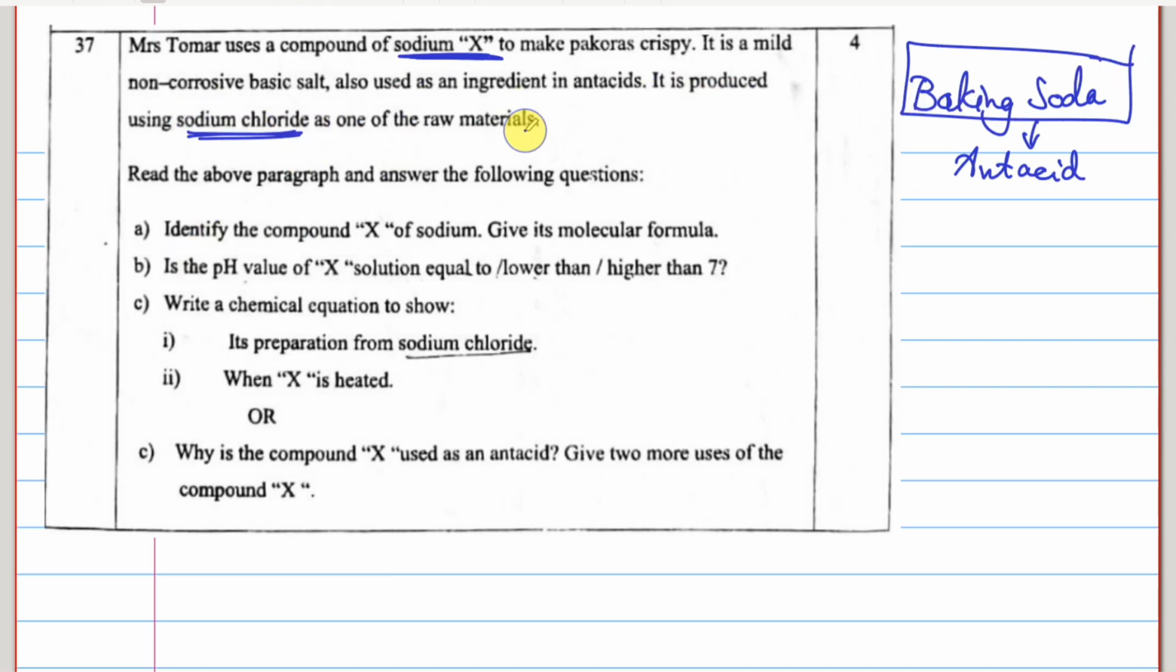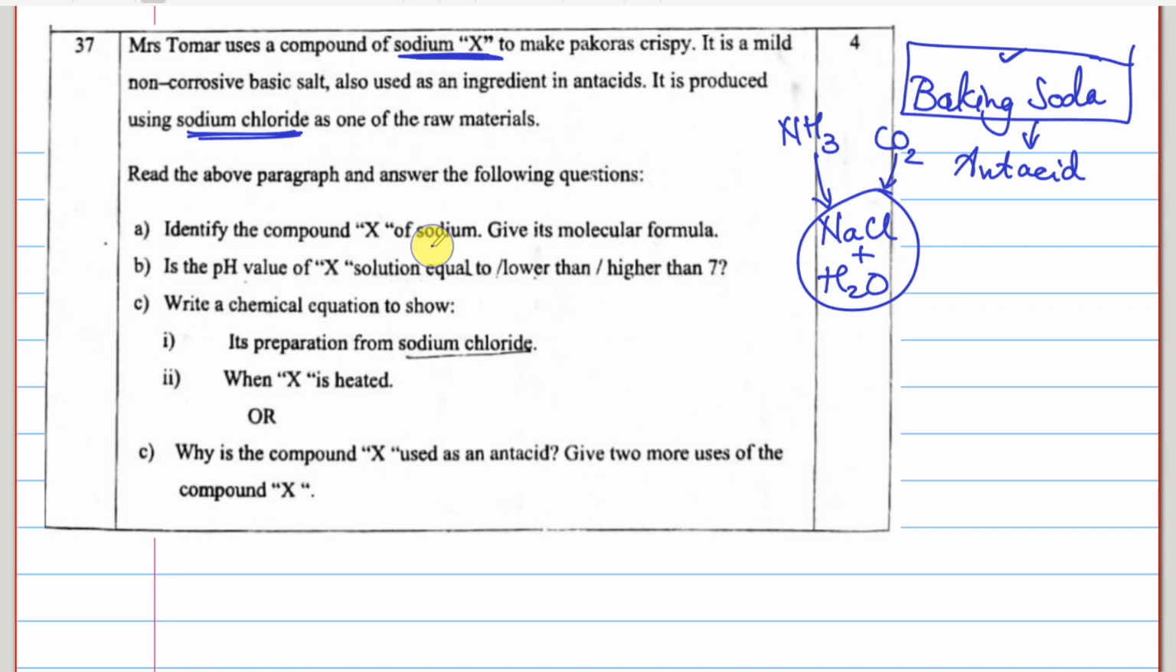Sodium chloride is one of the raw materials. We know how baking soda is formed. Baking soda is formed by using sodium chloride solution, sodium chloride plus H2O. Within this solution, we pass two gases, NH3 gas and CO2 gas. And we make baking soda.